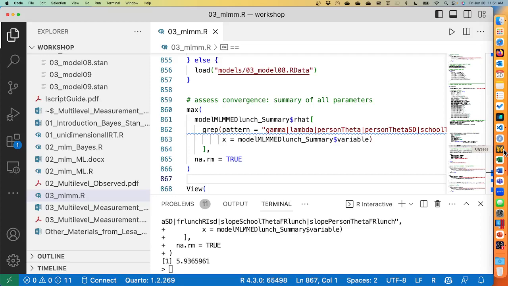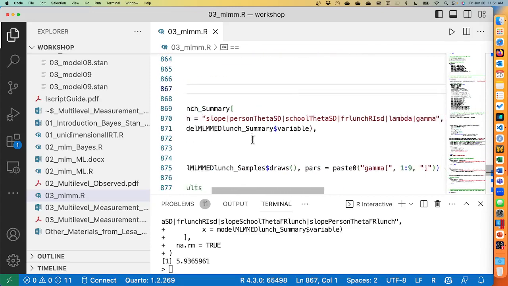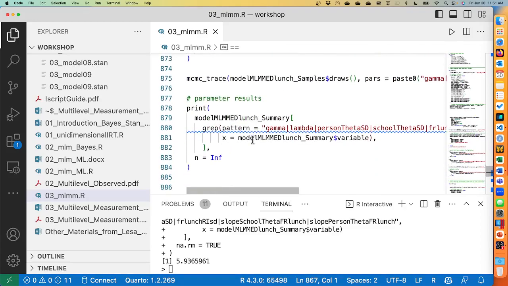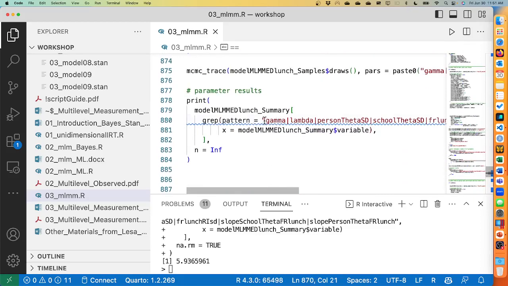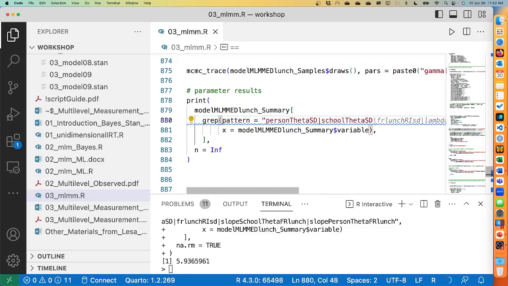And I'm probably using the wrong prior. That's the next thing I'm going to try. I've tried like 18 other ways of looking at it. But one of the things I wanted to show you was, let's take a look at the standard deviation. So this is the residual standard deviation for person in school after accounting for free and reduced lunch.